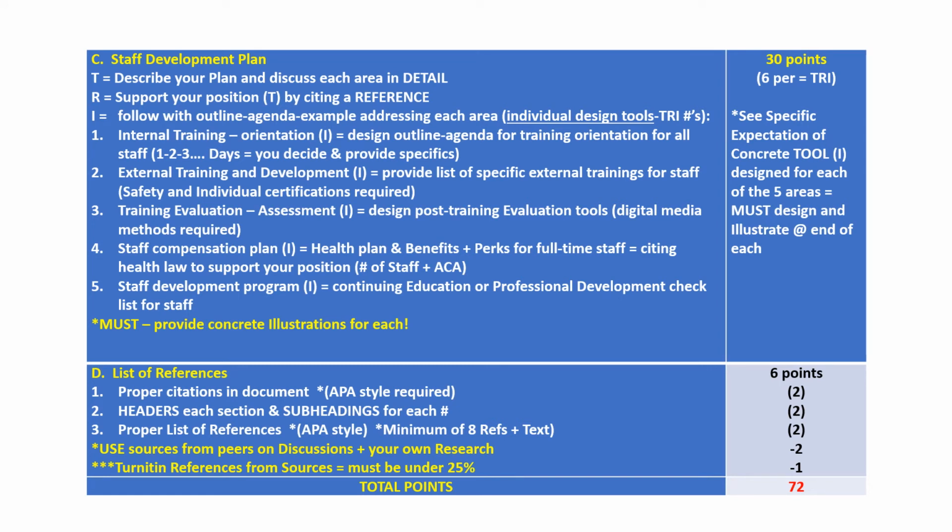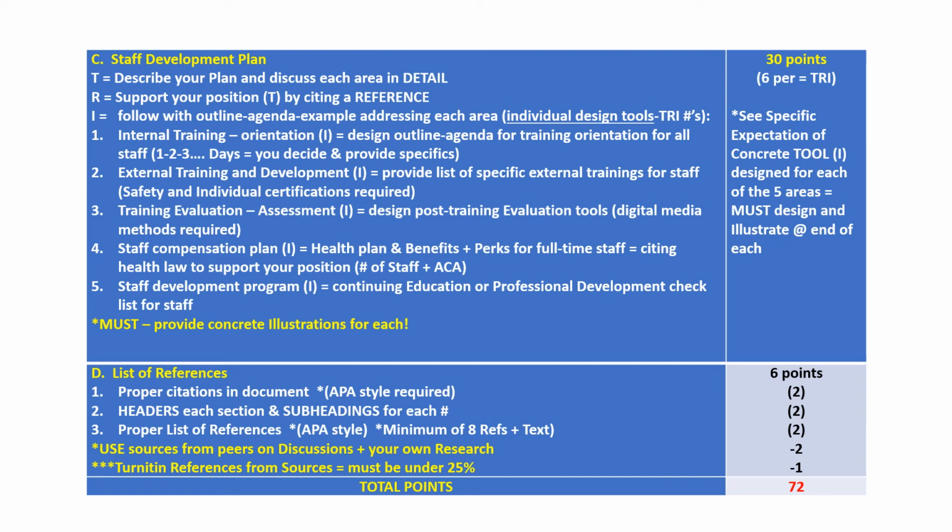Section C then is staff development plan. Same process. Number 1 here, we're doing internal training. The illustration here is you need to actually have a training orientation. For example, you would say day 1, we're doing this, day 2, this, kind of an agenda. But before that, you need to give a detailed description of what internal training is, why it's important, cite a reference, and how you're going to do it. Number 2 is your external training. Do the same thing. You just need to provide a specific list of external trainings at the end.